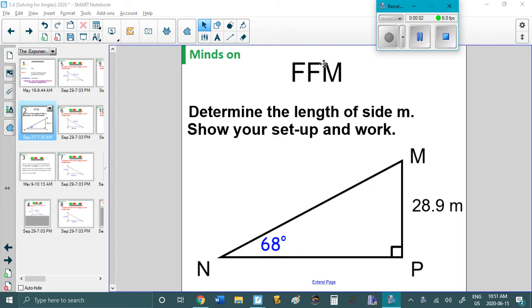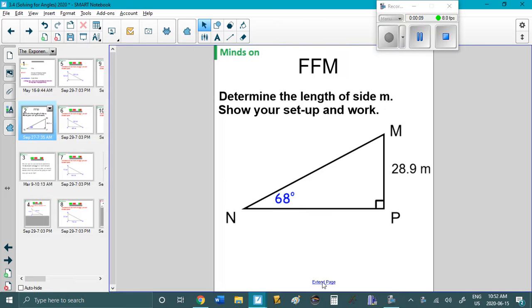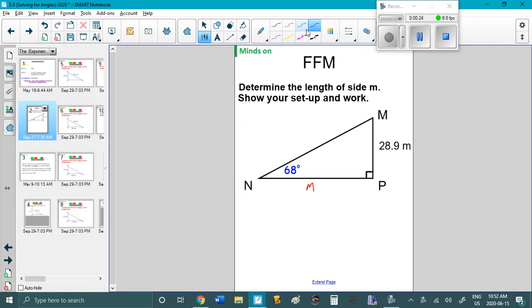Good morning, folks. I have here a first 5-minute question for you to start. It's based entirely on yesterday's lesson, and I'm asking you to solve for side M. Remember, we always take the angle M and label across, so you're looking for this side here. I would love for you to pause it, try it, and then unpause it to see how you did.